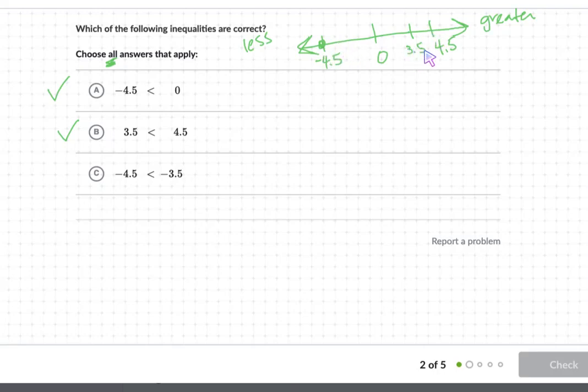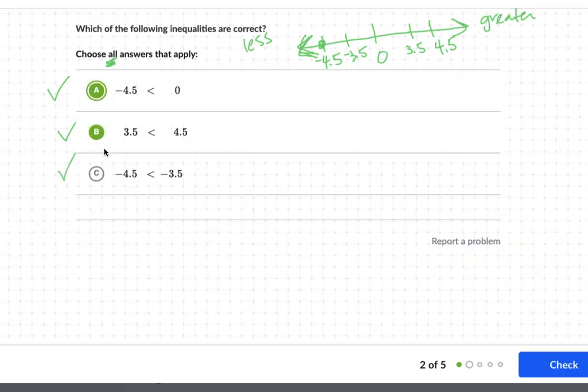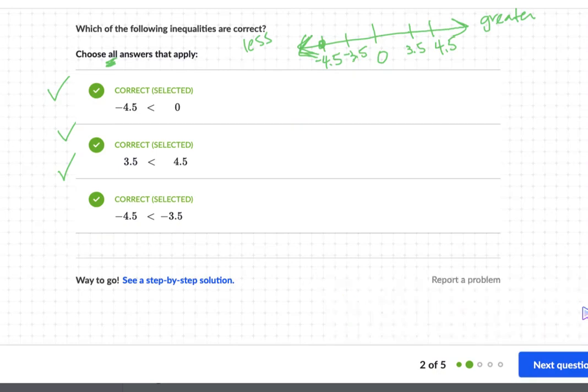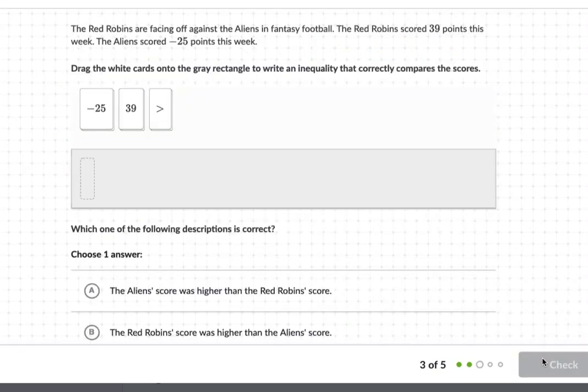Here, 3.5 was to the left of 4.5. So over here, it's going to be to the right of 4.5. So is -4.5 less than -3.5? Yes, because it's more to the left. So it's going to be less than. So actually, all three of these you should have selected as correct. They're all true statements. One more problem.